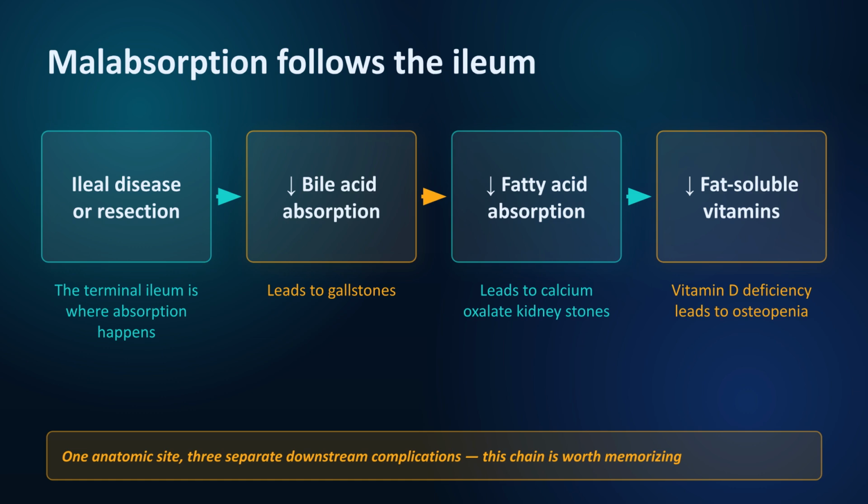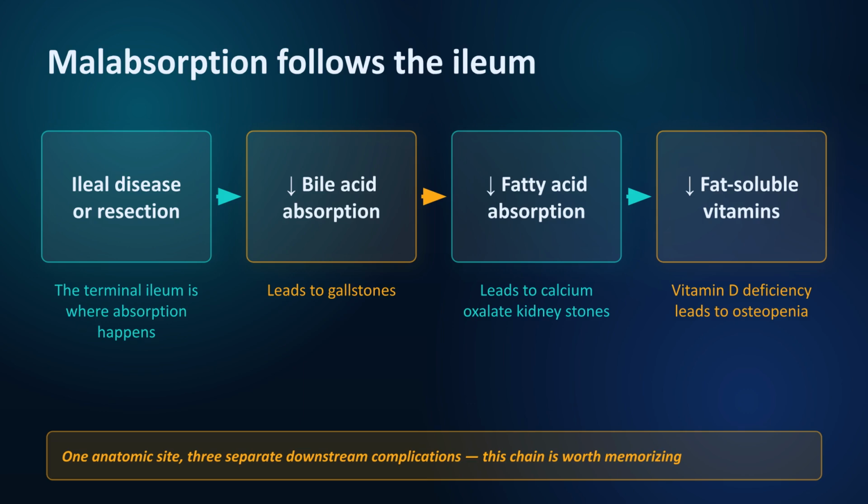Follow this chain. It is worth memorizing whole. It begins with ileal disease, or with surgical resection of the ileum, because the terminal ileum is where several specific things are absorbed and nowhere else. Lose bile acid absorption and the patient forms gallstones. Lose fatty acid absorption and unabsorbed fat binds calcium in the gut, which frees oxalate to be absorbed and deposited as calcium oxalate kidney stones. And lose fat-soluble vitamin absorption and you get vitamin D deficiency, which leads to osteopenia. One anatomic site, 3 separate downstream complications.